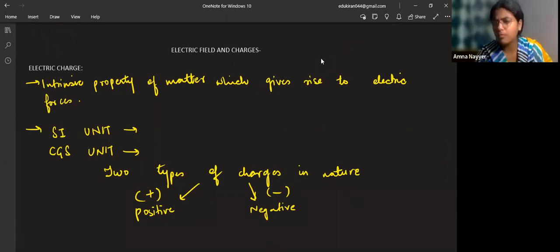Charges you already heard of: electrons, protons, neutrons. All of you are aware of this, right? All these terms you are aware of. This is not a new term for you. So how will you define it?